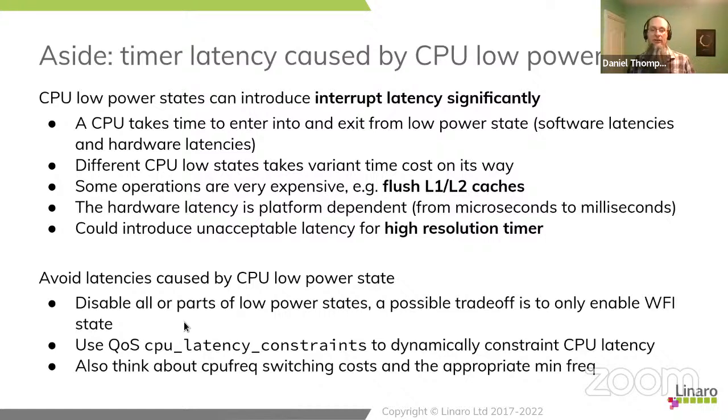And then finally, you also have to think about CPU frequency switching costs and appropriate minimum frequency. If you're running at low speed, you have to be able to either meet your constraints at that speed, or you have to be able to switch to a higher speed before you've missed your deadlines. So that's a matter of figuring out what the switching costs are and whether there's an appropriate minimum frequency. Or again, if you're on a relatively simple system, then some people just turn it off entirely and say, we don't want CPU frequency switching. We'll just run at the lowest speed which we can sustain and call that our speed.